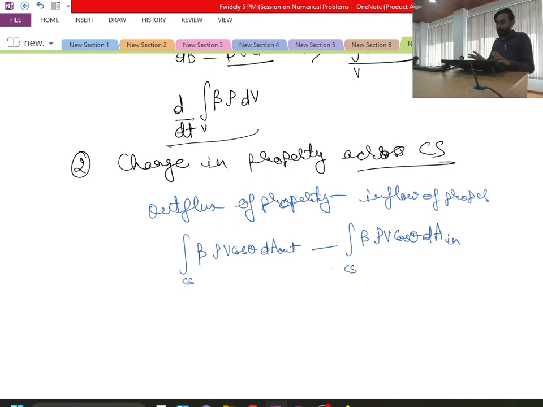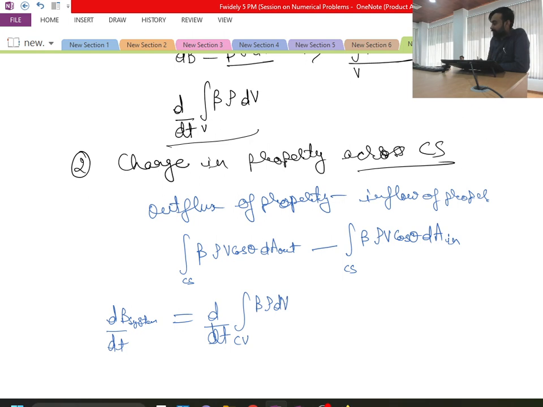Now I can say that the total change in property of the system, d by dt of B system, is nothing but equal to d by dt of the integral over control volume beta rho dV. Please make this clear correction. This V is actually velocity, and when I am using this, it is volume. So let me use V bar for the volume, otherwise it may create confusion. So V bar I am using for volume. Is this point clear?